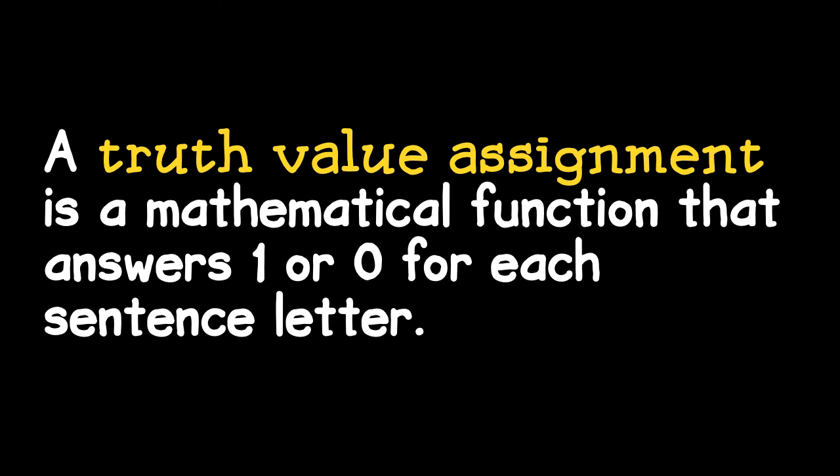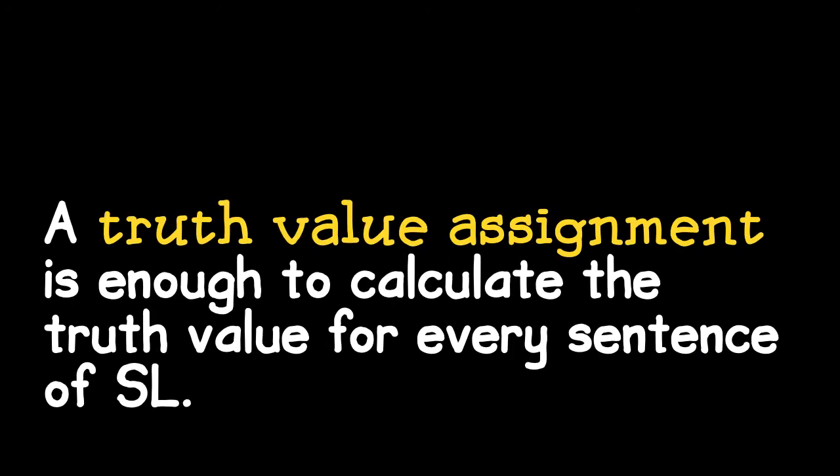A truth value assignment is a mathematical function that answers 1 or 0 for each sentence letter. You can think of it as being like a row of a truth table, but for all the sentence letters. A truth value assignment is enough to calculate the truth value of every sentence of SL. That's because the truth value of long, complex sentences can be calculated from the truth value of the sentence letters they contain. That's what you do every time you fill in the row of a truth table.